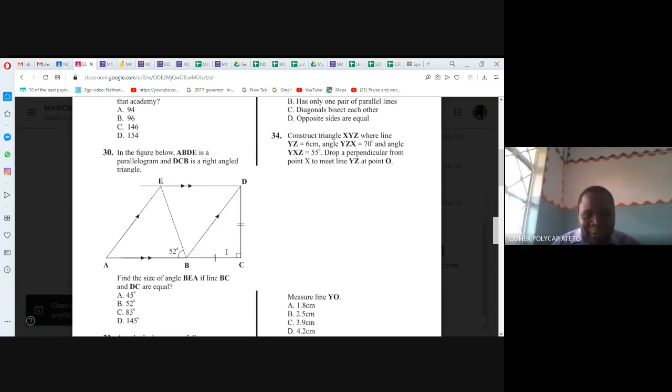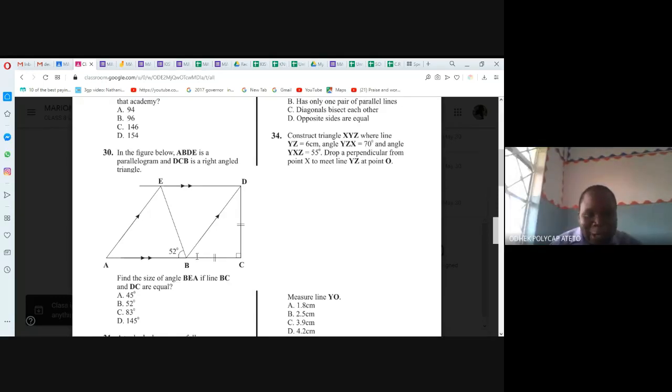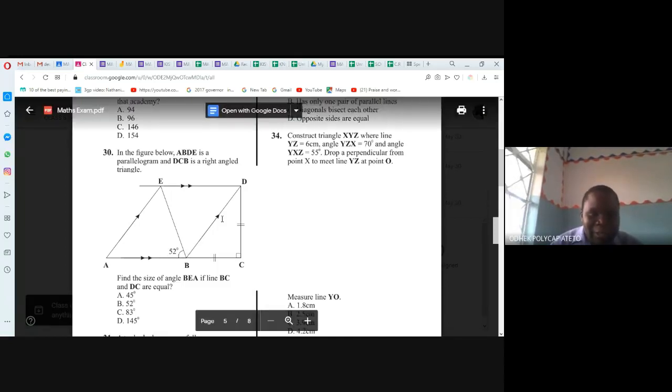Here is 90. So if here is 90, here is 45, here is 45. True or false? True. So we have already gotten this. Remember, angles on a straight line add up to 180. So if here is 52, here is 45, add 45 plus 52, then you minus from 180 for us to get DBE.